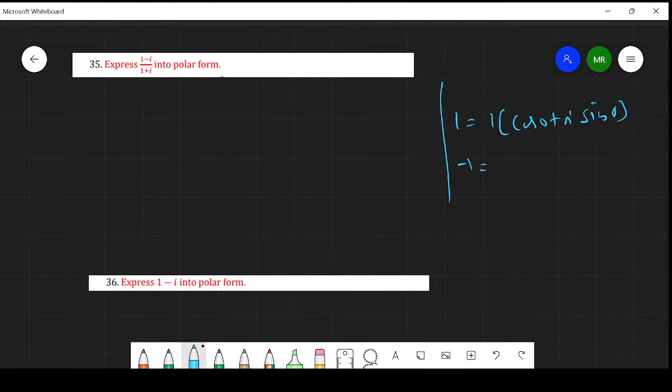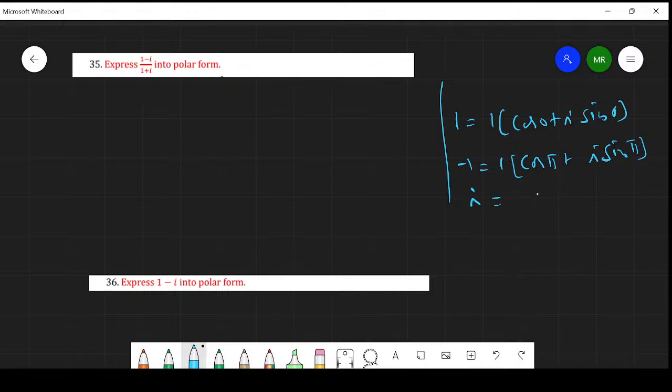If they ask for minus 1, I can write the polar form of the complex number. Cos 180 you know the value of, minus 1. So I can write cos pi plus i sin pi. Again cos 180 is minus 1, and sin 180 is 0. That is the polar form of minus 1.